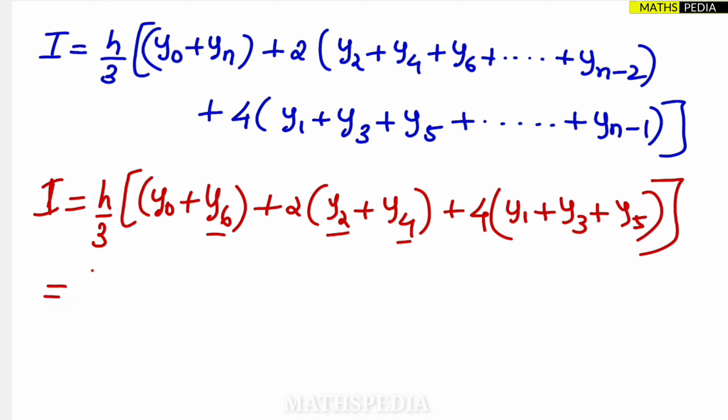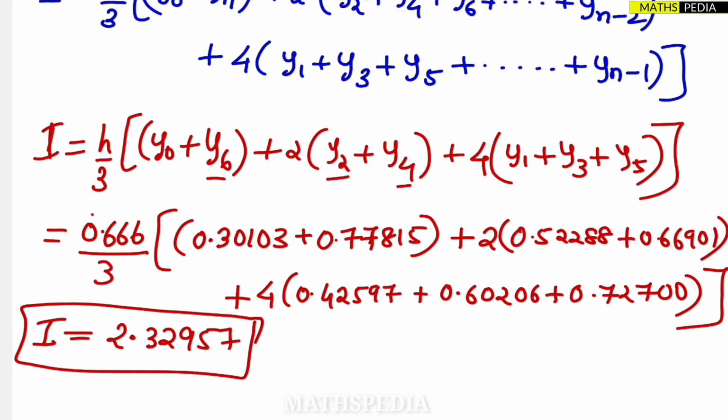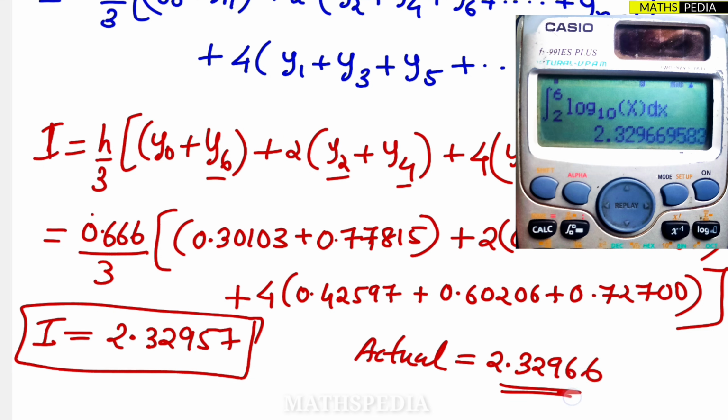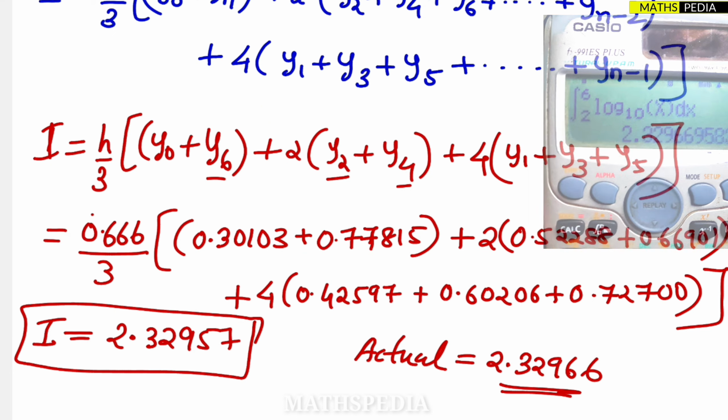Now you just keep on substituting. h is 0.66666, or you can take 2 by 3. So we are getting the I value as 2.32957, but the actual or exact value using the calculator is 2.32966. So we can see that it is nearly equal; a slight difference, a slight error, will be there when using these methods.